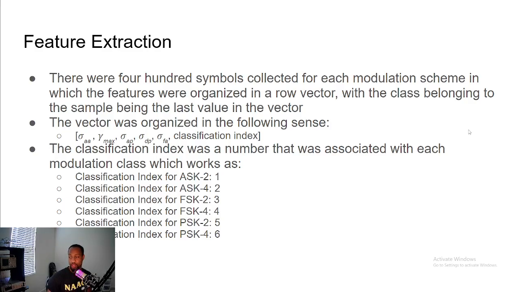So once we collected these features together, we organized them in a row vector with the 5 features. And then at the end, we have the classification index. The index is just a number that correlates to a class or modulation scheme. So ASK2 got index 1, ASK4 got 2, and so on down to PSK4, which got index 6.